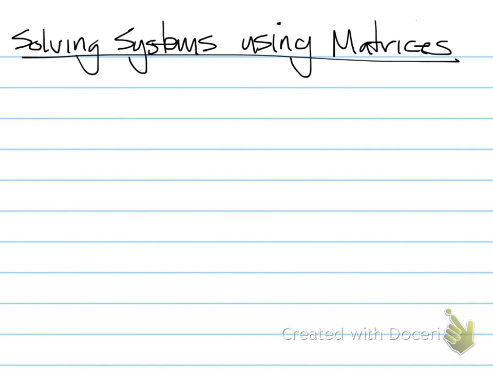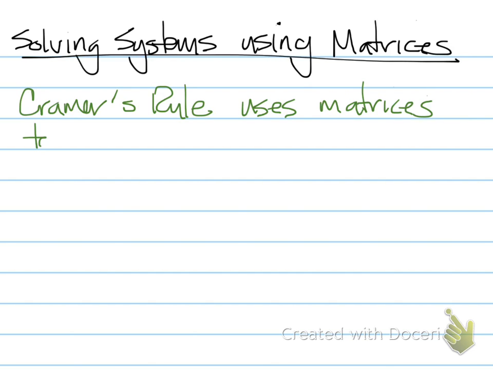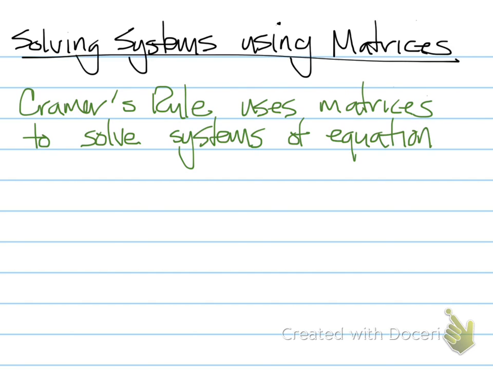In this lesson, we will again be looking at solving systems of equations, except in this lesson, we're going to be solving systems of equations using matrices. So in addition to the other methods that you previously learned, like substitution and elimination, you can also use Cramer's rule to solve a system of equations. I will let you determine which method is the most useful for you.